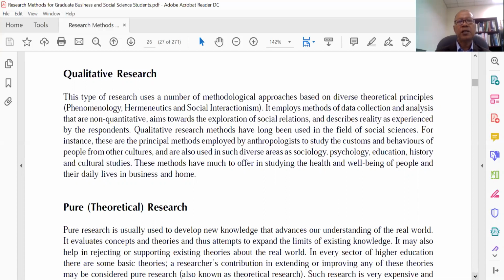Qualitative research methods actually have been long used in the field of social sciences. For instance, there are principal methods employed by anthropologists to study the customs and behaviors of people from other cultures. And qualitative research is also used in such diverse areas as sociology, psychology, education, history, cultural studies, religious studies, etc. These methods have much to offer in studying the health and well-being of people and their daily lives.